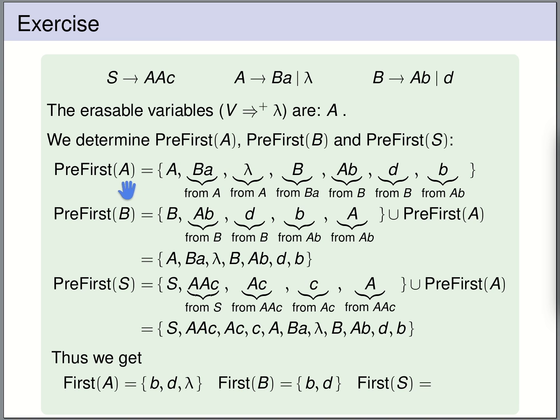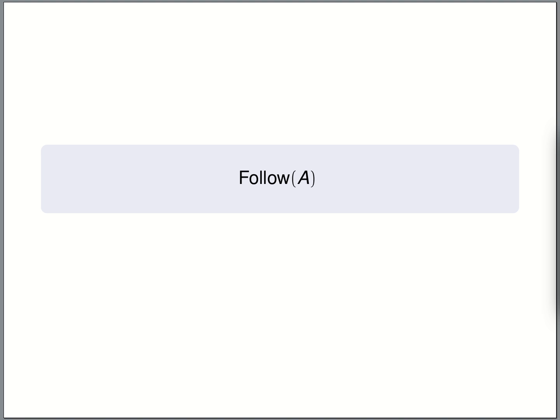So observe, although pre-first of A and pre-first of B are the same, first of A and first of B are different. They differ in lambda. Lambda is only in first of A because A is erasable but B is not. For first of S, we get the terminal letters B, D, and we get C. So we get B, C, D, and S is not erasable, so we do not get lambda. So we have computed the first sets.